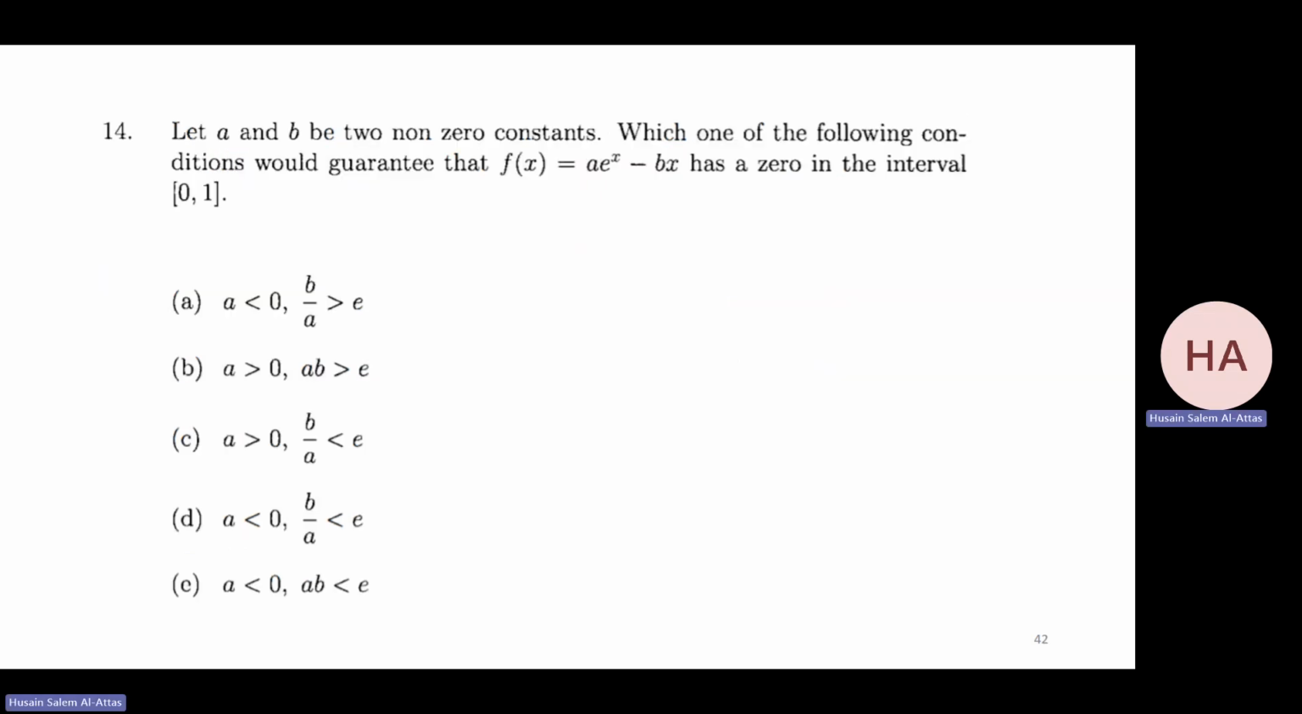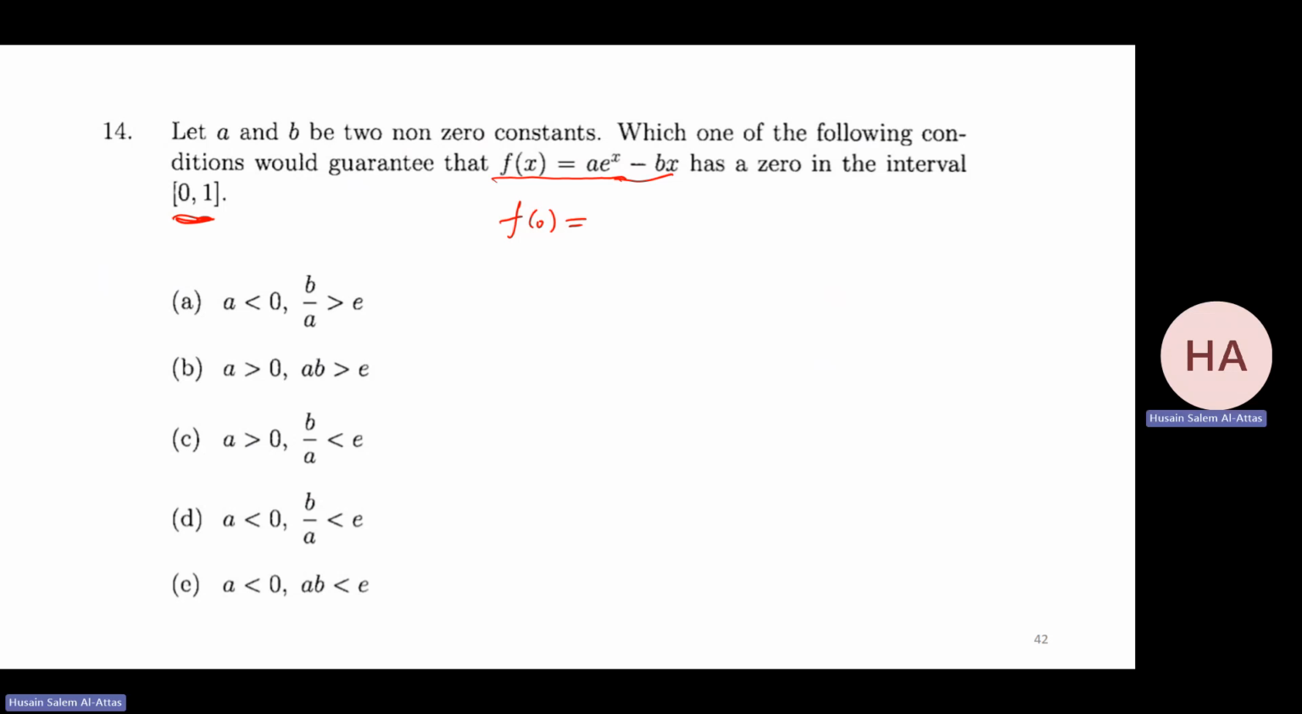Let a and b be two non-zero constants. Which one of the following would guarantee this function has a zero? So for sure, we're talking about the intermediate value theorem here. So I want to check f of 0 and f of 1 for this interval. One of them should be positive, the other one negative.